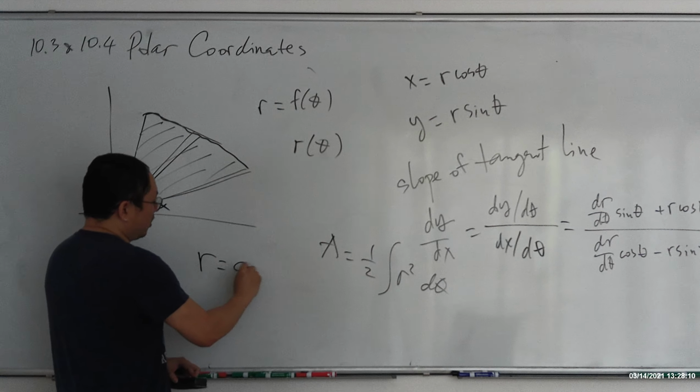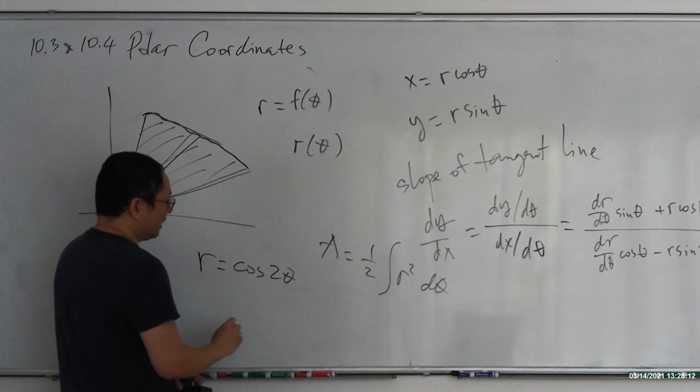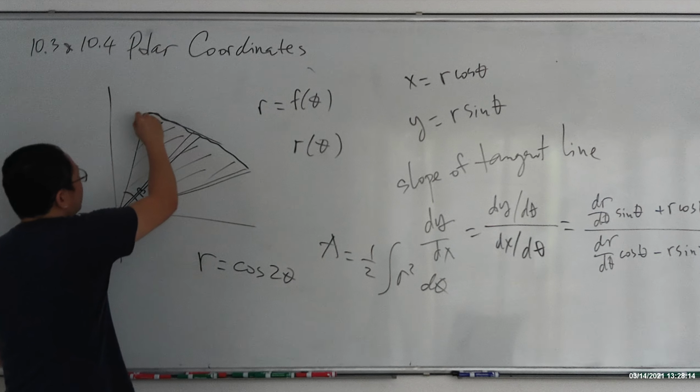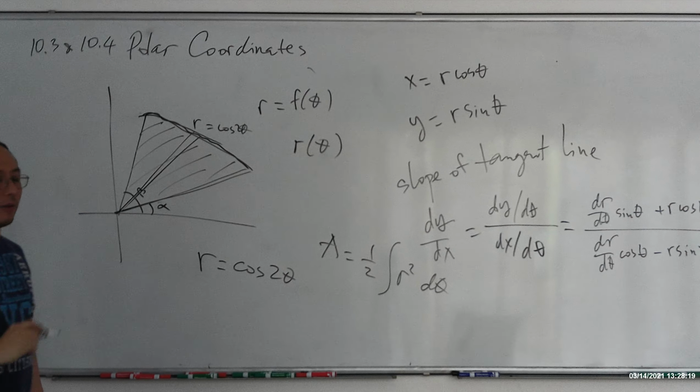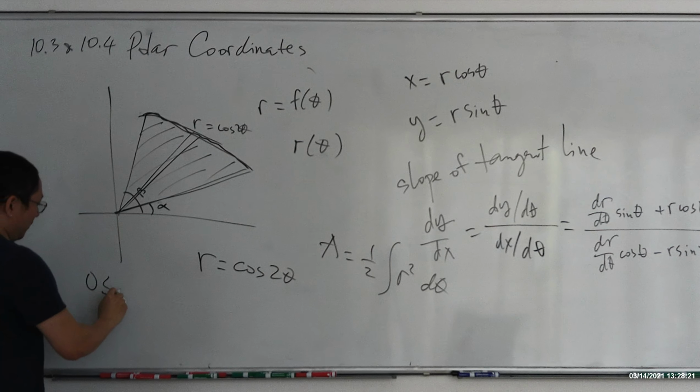Say r equal to cosine of 2 theta. Then say this is the curve of r equal to cosine of 2 theta. Not exactly right, but show it that way. And theta from 0 to pi over 4, for example.